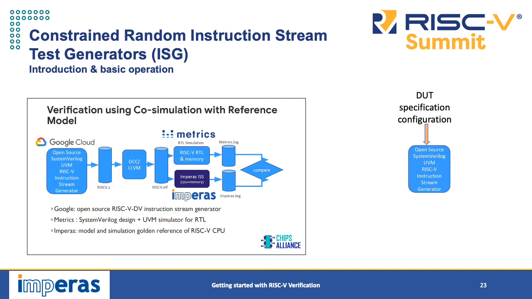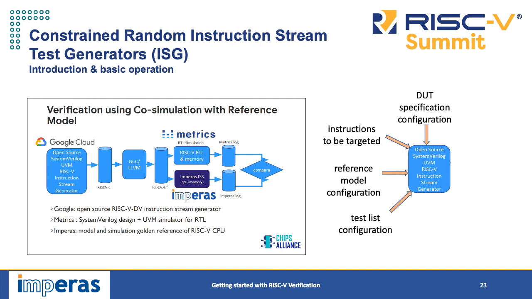The generator needs a bit of information about the device under test, needs to know what instructions to focus on, needs information about the reference model typically, some lists of configurations for the test, some randomization constraints, and then you get your tests out.